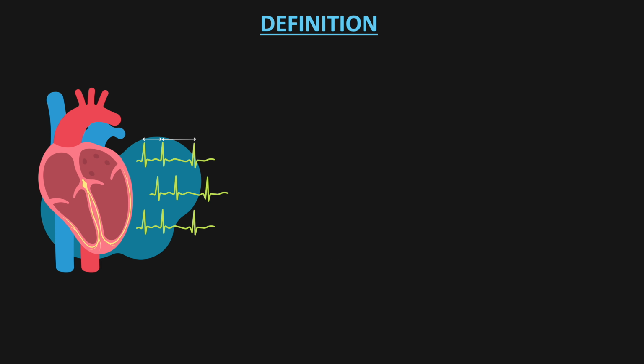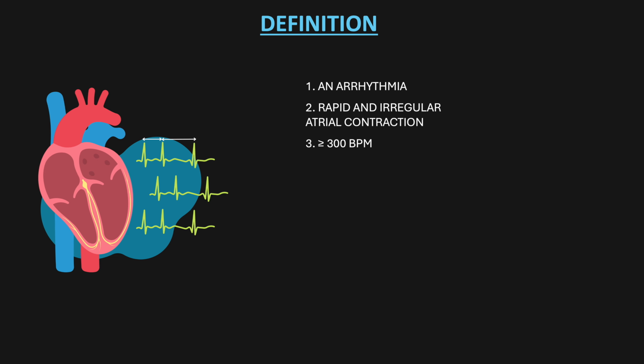So let's define atrial fibrillation. Atrial fibrillation is basically an arrhythmia characterized by rapid and irregular atrial contraction, with the atrial rate almost about 300 beats per minute or more. You should know that this is the atrial rate and not the ventricular rate, because these both differ. Atrial fibrillation refers to the atria quivering and shaking, and they can quiver so fast that the beats per minute can reach up to 300 or more.